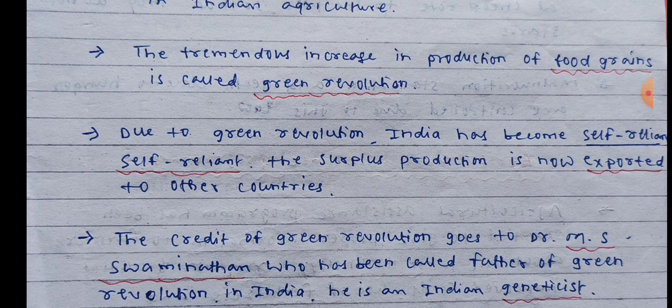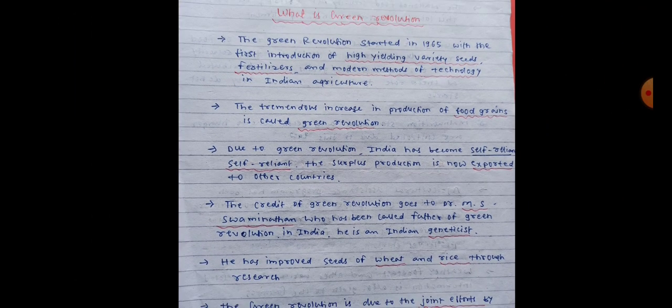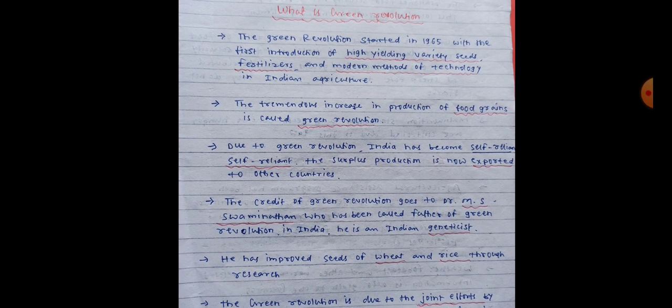The credit of the Green Revolution goes to MS Swaminathan, who has been called the father of the Green Revolution in India. He is a geneticist. Now, children, the question may be asked: write a short note on the Green Revolution. Go through this passage, and definitely you will learn that.